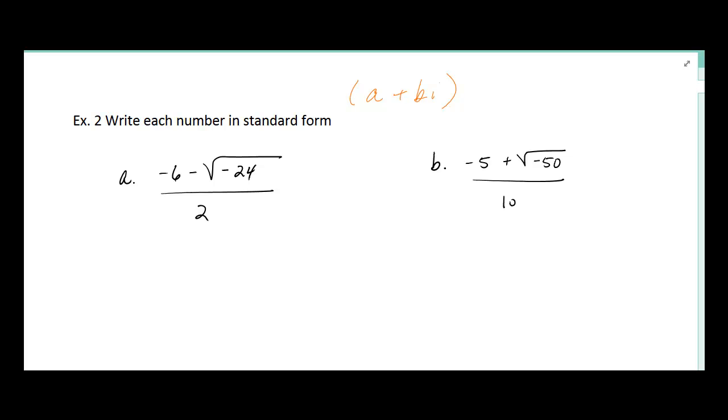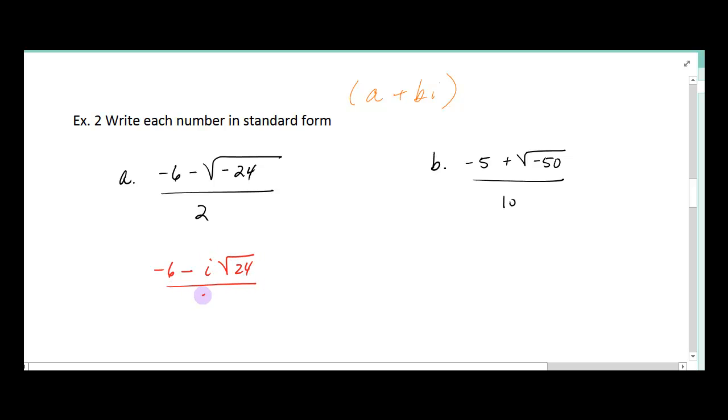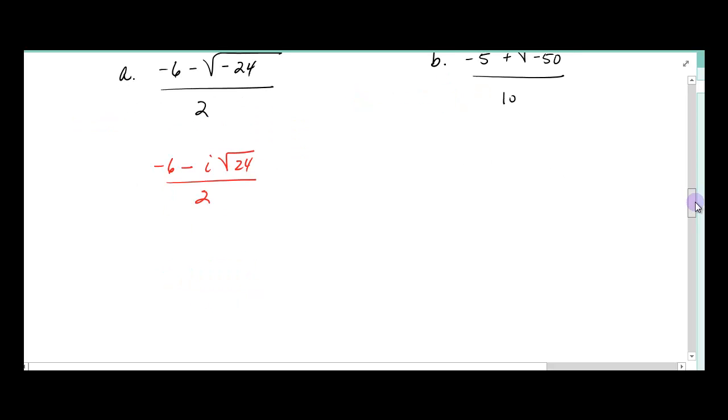Now let's talk about performing an operation or simplifying something that looks like this, and then leaving our answer in what we would call the standard form. Now the standard form is going to be the real portion plus the imaginary portion, so it looks like this. So if we were to simplify letter a right here, what I have is -6 minus the square root of -24. So the numerator would just be -6 minus, now we're going to take an i out and we're left with the square root of 24, and then we of course have the denominator of 2.